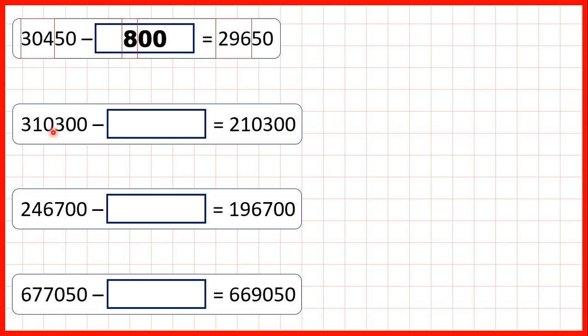Now 310,300 minus what equals 210,300? Well, here we can see that only the 100,000s digit has changed. 3 minus 1 is 2, so our missing number is 100,000. That's 1 followed by 5 zeros, because we can see that the last 5 digits of our number are the same in our question and our answer.